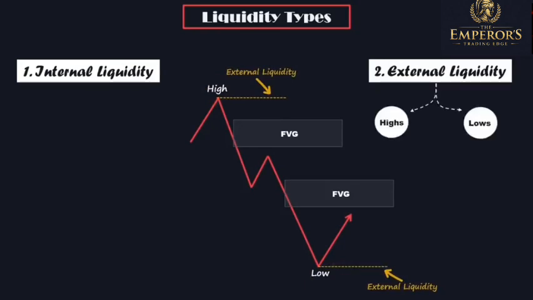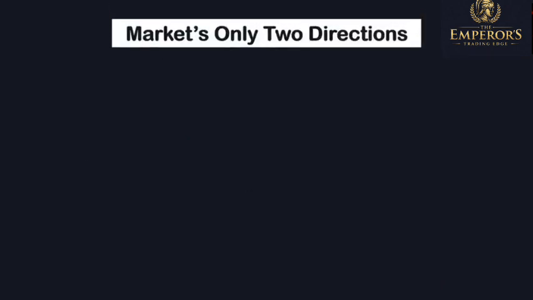On the other hand, the fair value gaps found within the range of the high and low are considered our internal liquidity. It's important to note that when zooming in on a lower time frame, you'll encounter numerous internal highs and lows, along with various market structures. However, upon shifting to a higher time frame, all of these elements would be perceived as fair value gaps. Price in the market always moves between two types of liquidity: internal and external.